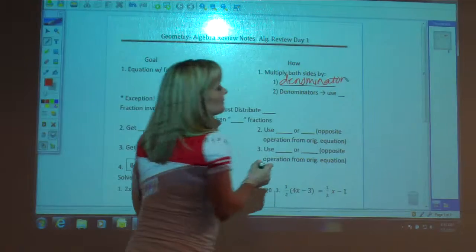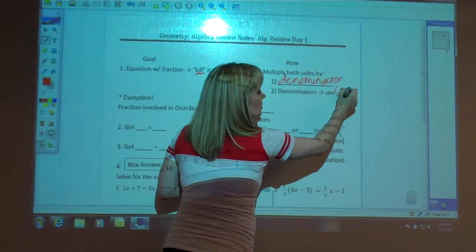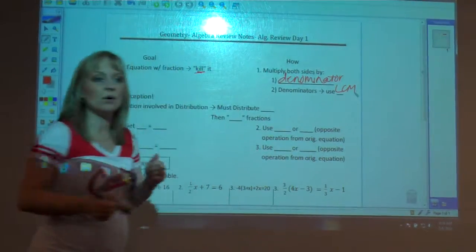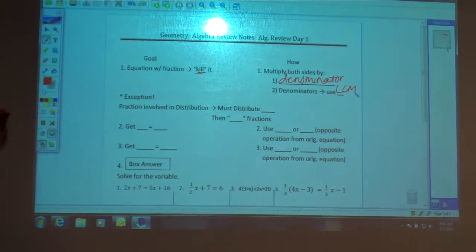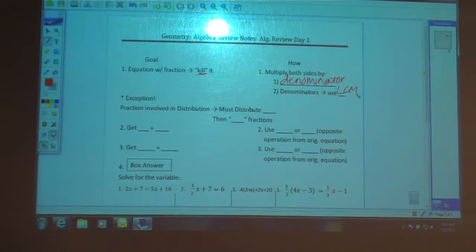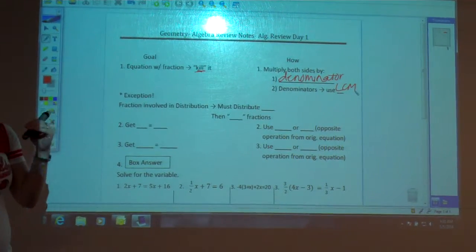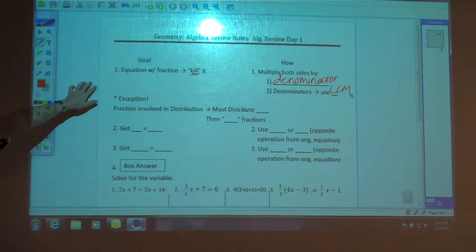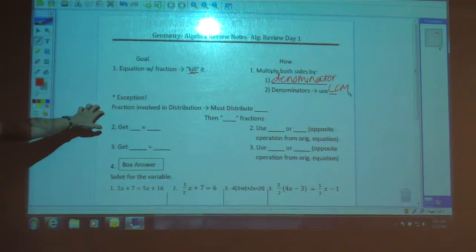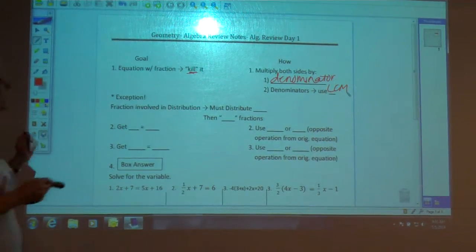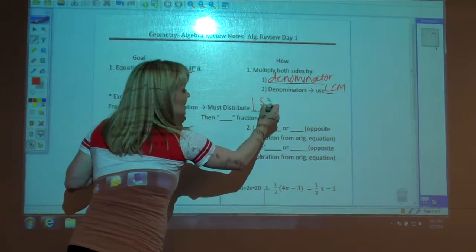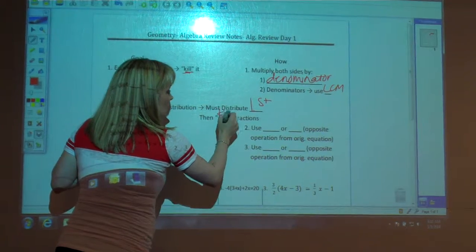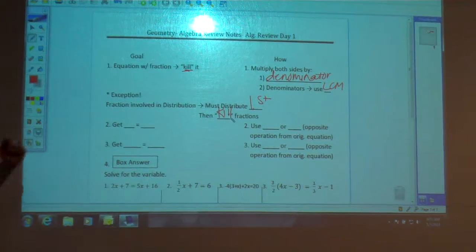If you have two different denominators, then you need to make sure you find an LCM, least common multiple. For instance, if you have a denominator of 2 and a denominator of 3, what would you multiply the whole thing by? 6. Very good. There is an exception on killing the fraction first. If you have anything that needs to be distributed, you need to make sure to do that first and then kill the fraction, okay? All right.